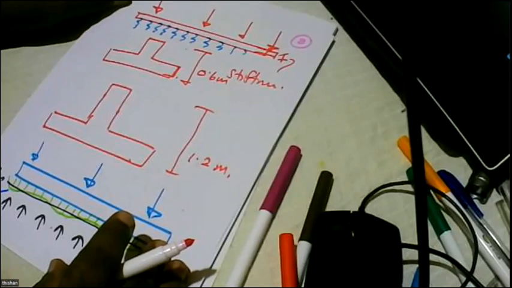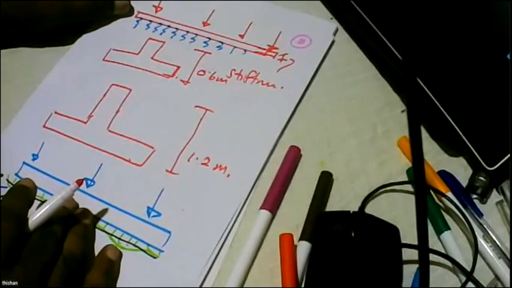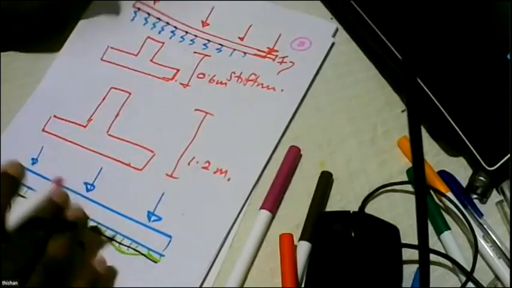under consideration. So the Winkler spring method is fairly straightforward, but it's a very useful method. May not be extremely accurate, but it gives a reasonable accuracy. So that is one way of looking.